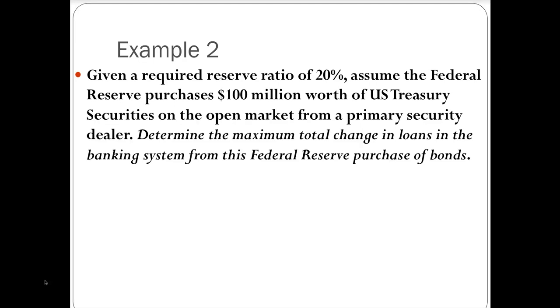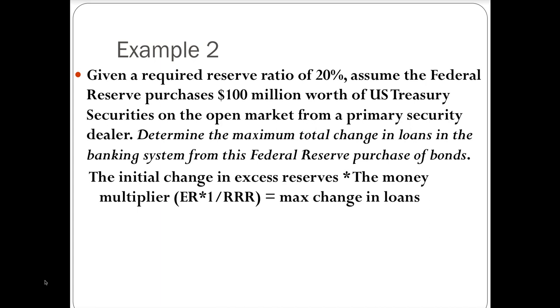So we're going to take a look at the maximum. We want to find out the maximum change in loans. What is our maximum expansion of money, the money supply? Because remember, it's this change in loans that helps expand the money supply. So the equation we're going to use for this is this. The initial change in excess reserves times the money multiplier. Now the initial change in excess reserves is just excess reserves. So that can be written in an equation form, ER times 1 over RRR, because 1 over RRR is the money multiplier. The initial change in excess reserves is ER. So if you have ER times 1 over RRR, that's going to be the maximum change in loans.